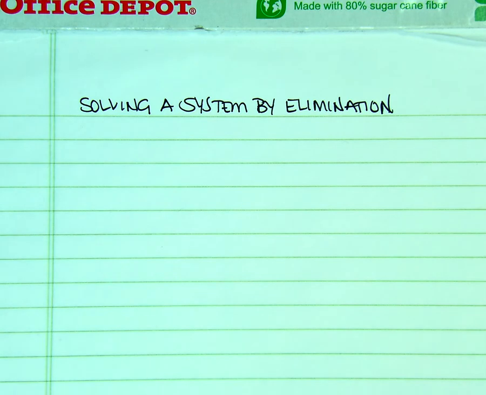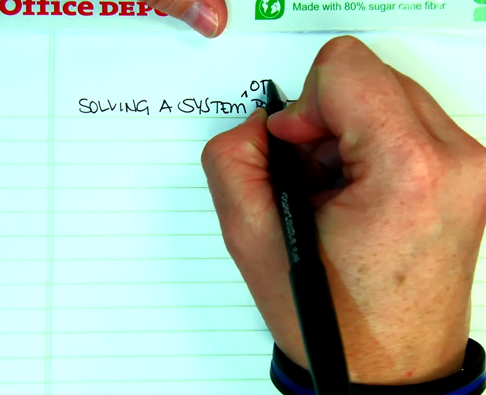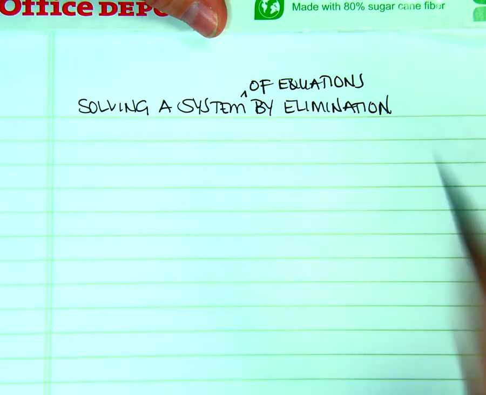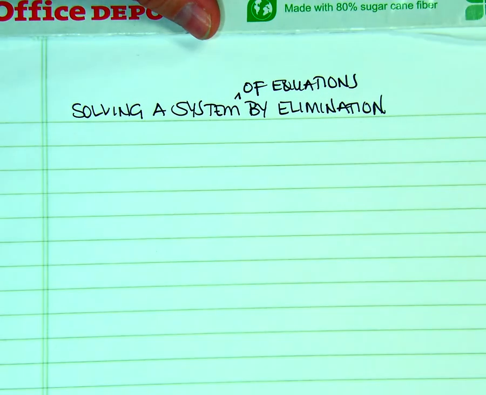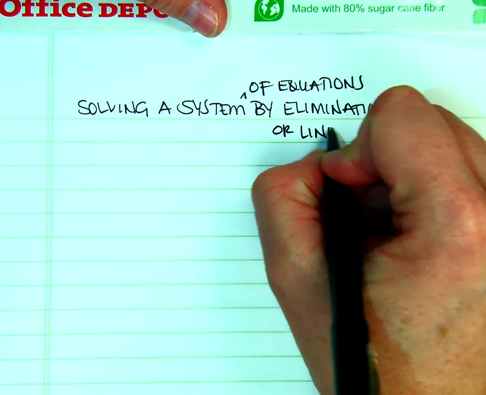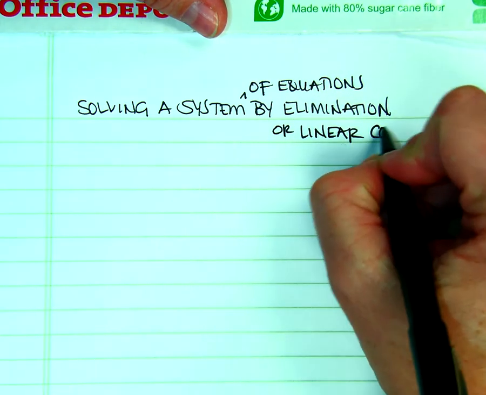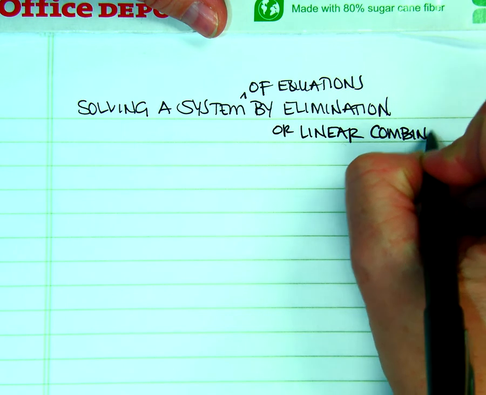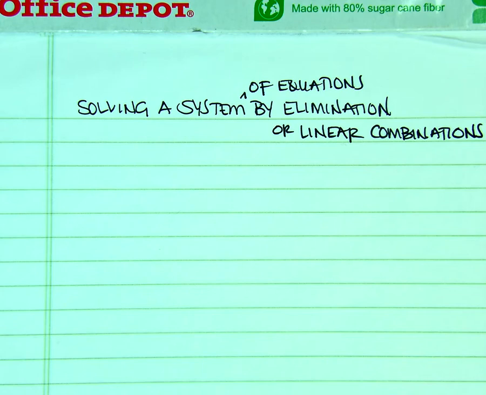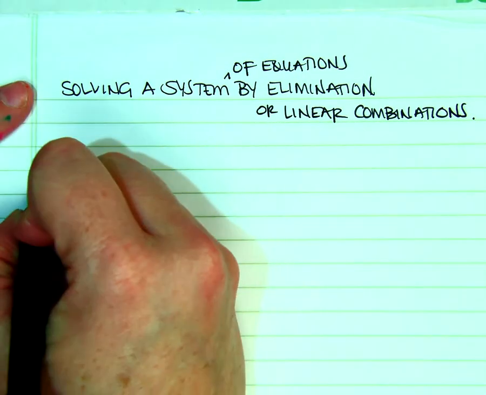Okay, so we are going to be solving a system of equations by elimination. Sometimes it's also called linear combinations. Okay, so I'm going to do a few examples today. So let's start off with example 1.